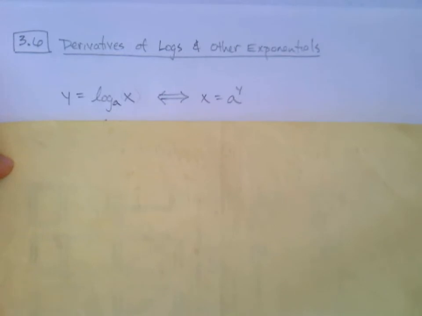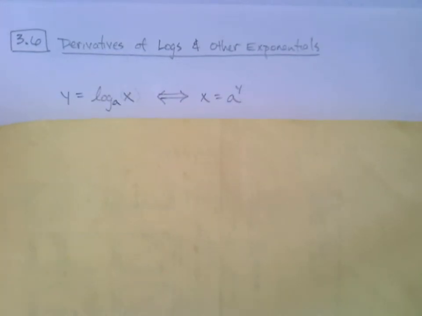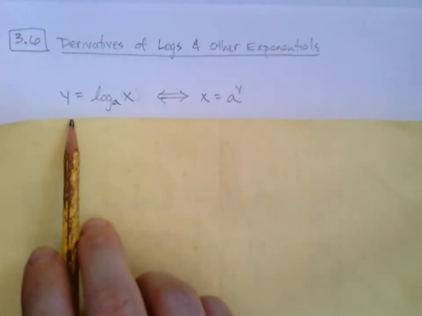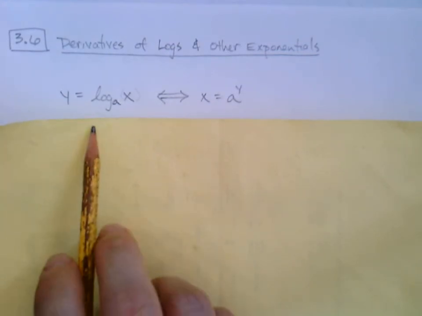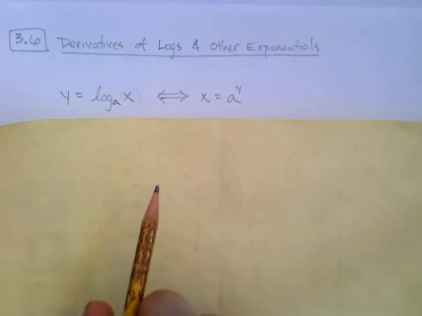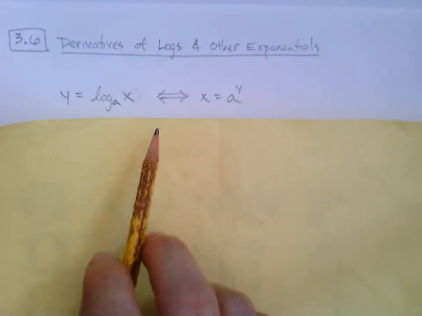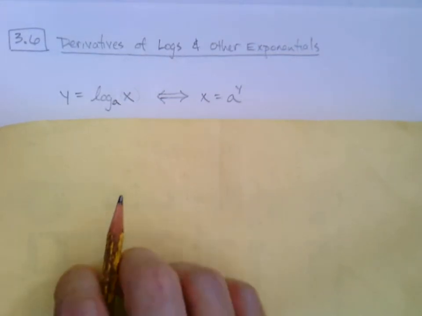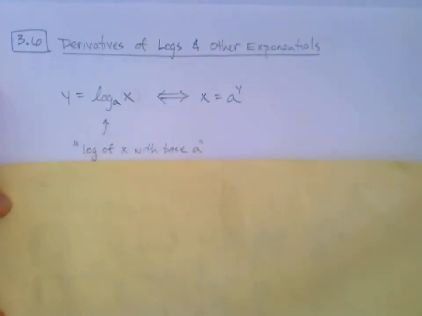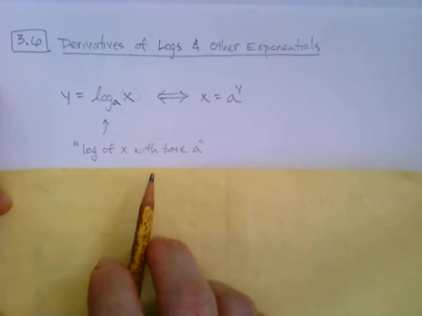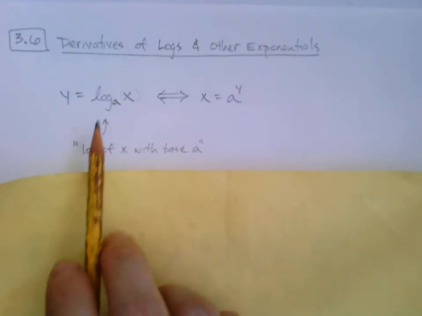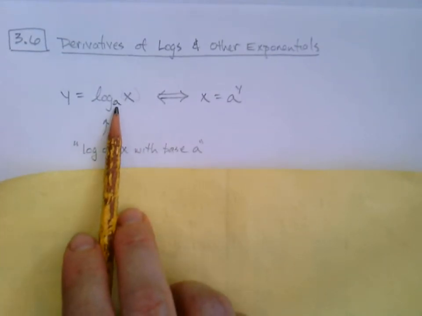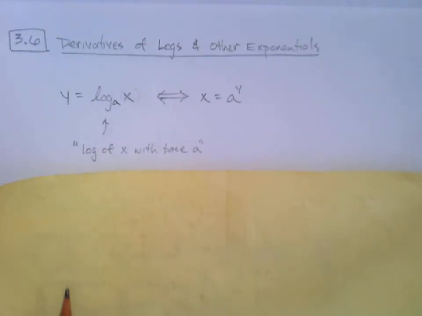So let's start with this. The definition of the logarithm is what you see right here. Y equals the log of x with base a is interchangeable with, or you might say it's equivalent to, x equals a raised to the y. And I also just wrote out how you exactly speak this. The log of x with base a is your subscript, right?